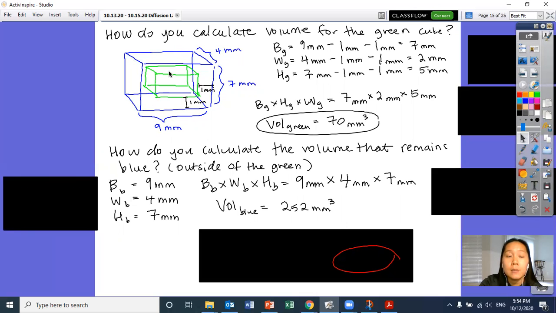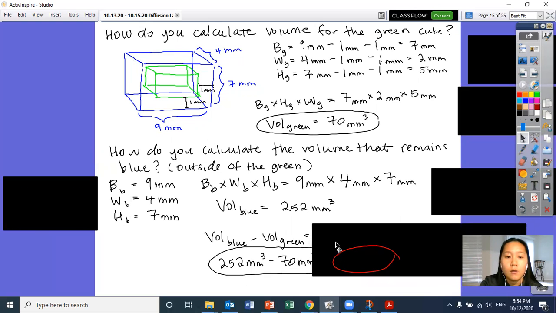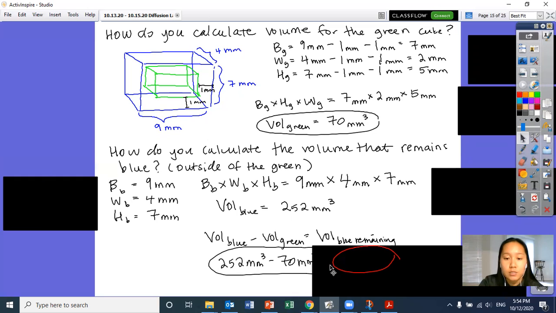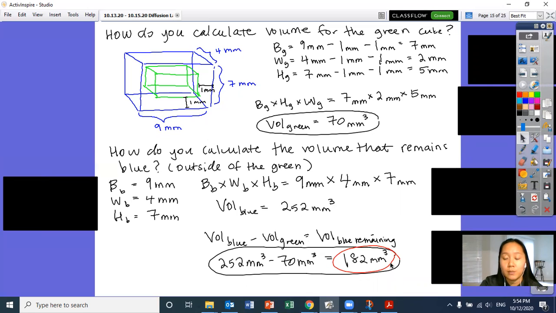But we need to subtract out the green part in order to just get this blue outline. If you hollowed out the green part of the inside and had an empty blue shell, that's what we would be talking about right now. That's the volume we want. So you would subtract your volume of green from your volume of blue to get the volume of blue remaining, that blue outside shell. You just substitute in the two numbers that you already found from doing your volume of green and your volume of blue. And then you end up with 182 millimeters cubed, which is the volume of the blue outside left.